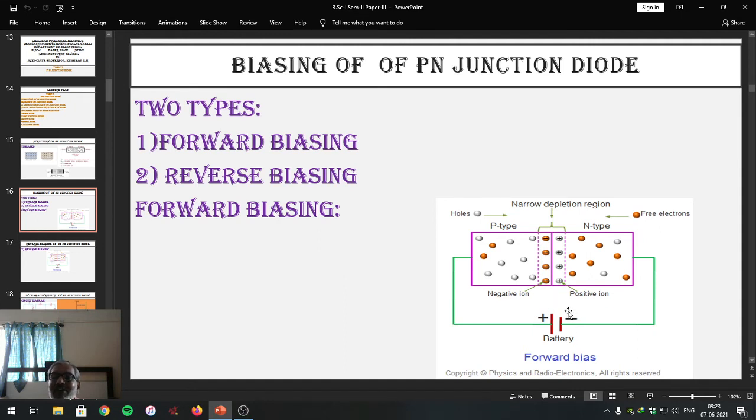Under that particular condition, electrons from the N region will start moving toward the junction. This is represented here. They will start moving like this. And holes from the P region will start moving toward the junction. In short, due to the increased forward biased external battery voltage, the holes from the P region and the electrons from the N region both start moving toward the junction.